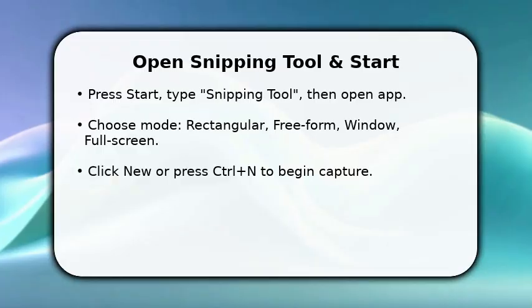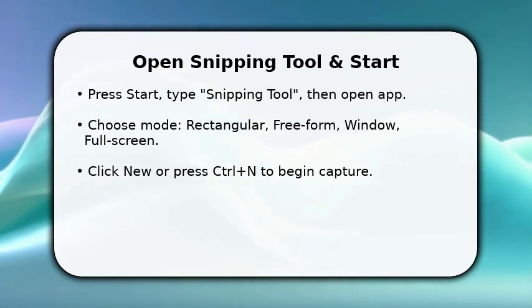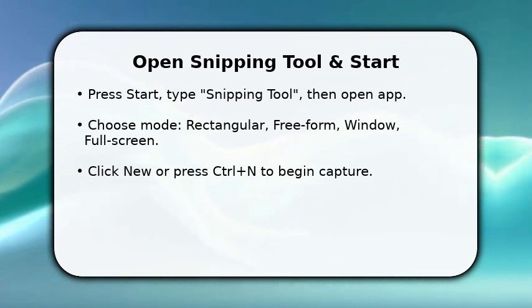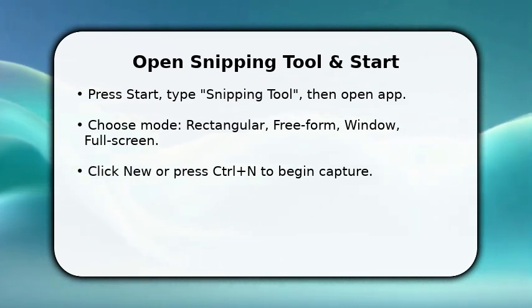Enjoy the video. You open Snipping Tool and begin because capturing quickly saves time. Start the app from Start. You choose a mode based on the area you need. Once done, click New or press Ctrl+N to start a capture. This creates a temporary image in the editor.